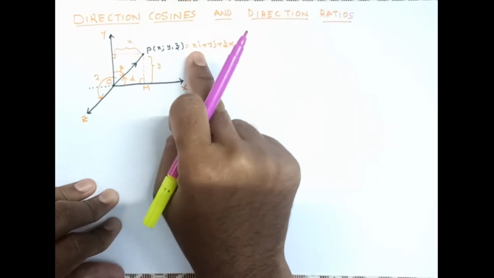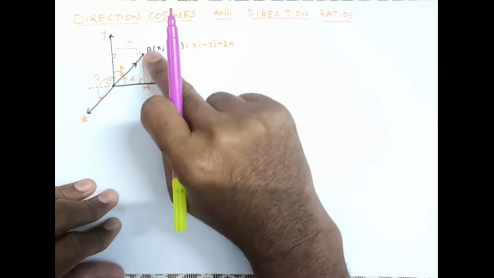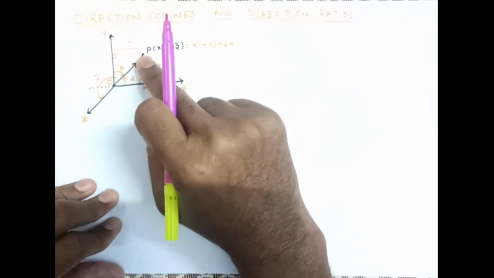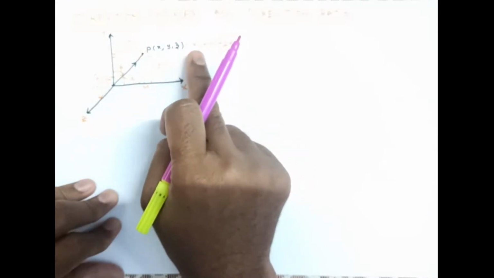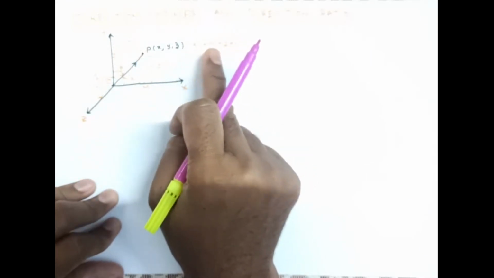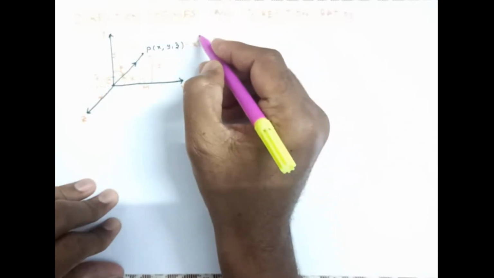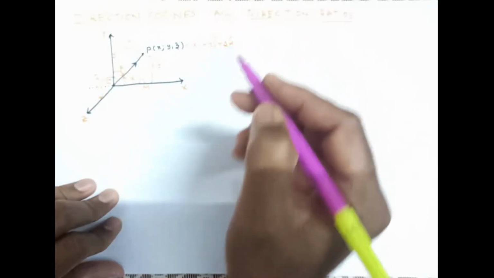In vector form, we can write the line segment OP bar, which we call a vector, as equal to xi plus yj plus zk, where these are the unit vectors.